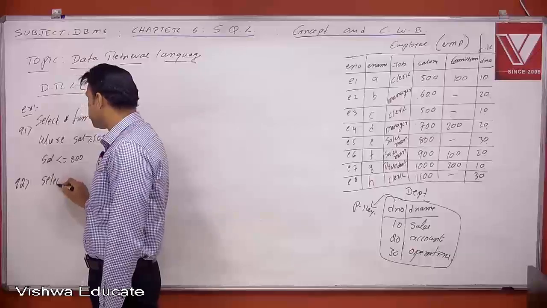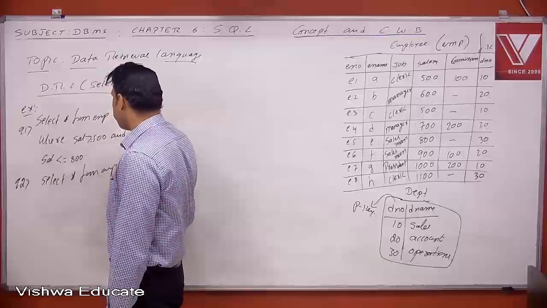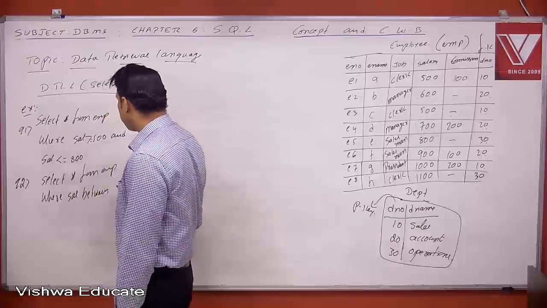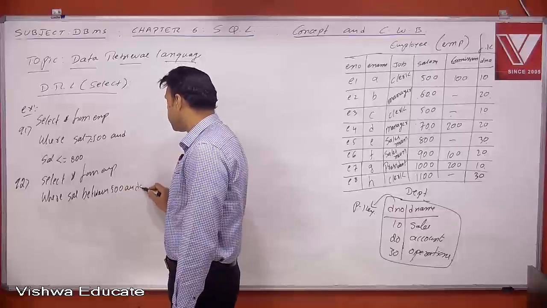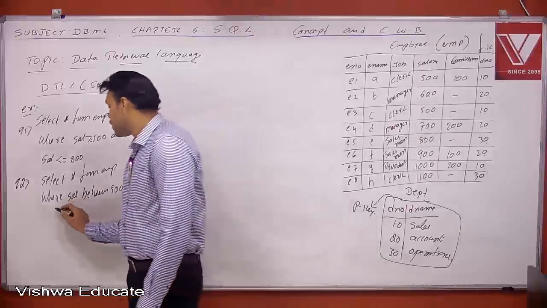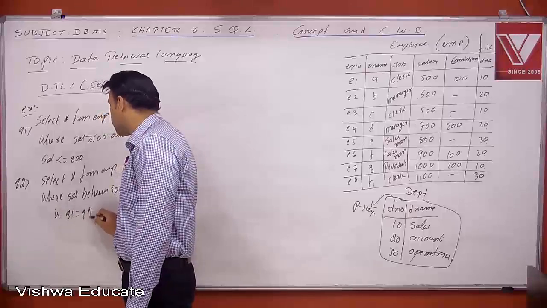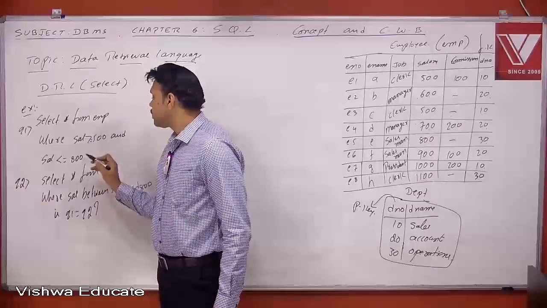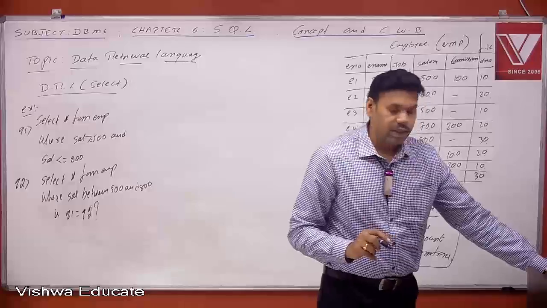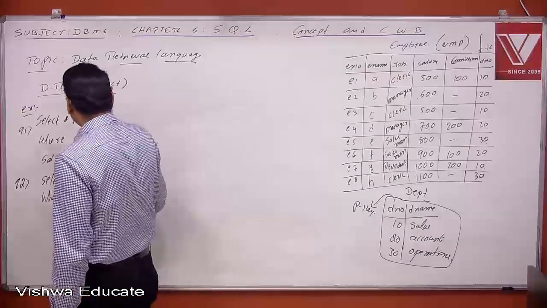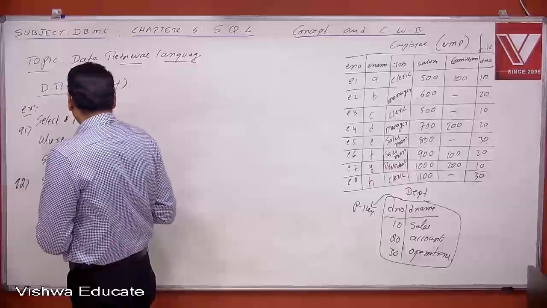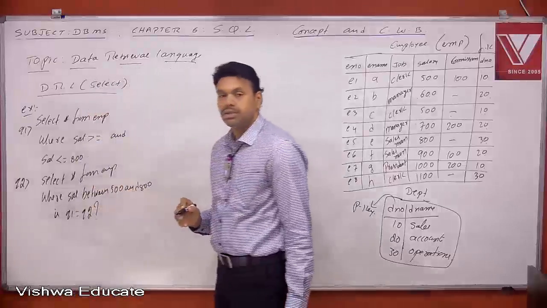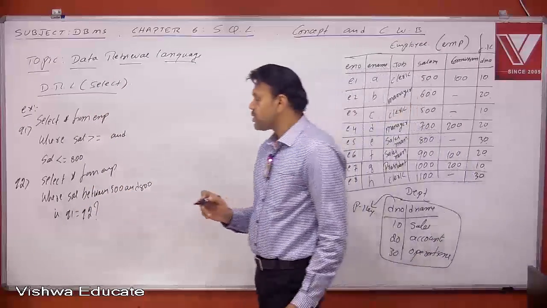And query 2, select asterisk from EMP where sal between 500 and 800. It is asking, is Q1 equal to Q2? Is it yes or no? Here salary greater than or equal to 500 and salary less than or equal to 800. And the next query is salary in between 500 and 800. Is Q1 equal to Q2? I will say yes.